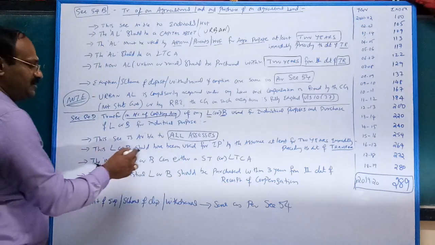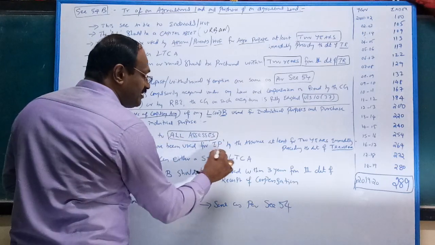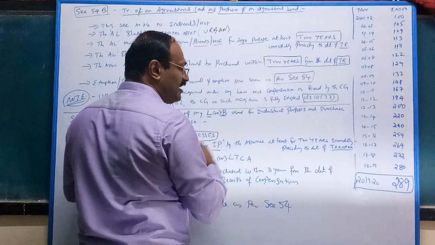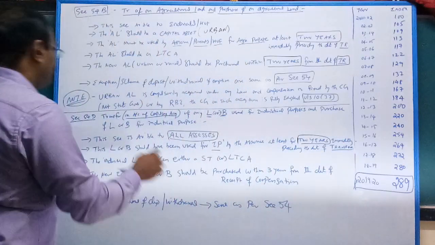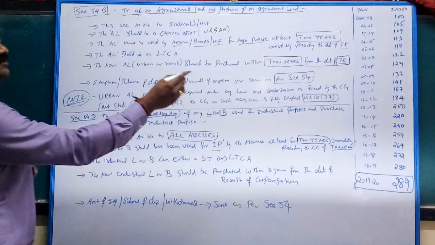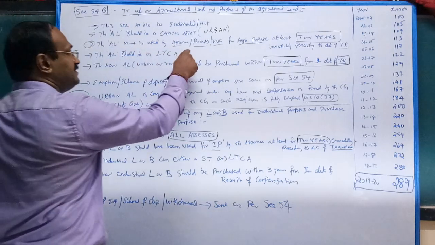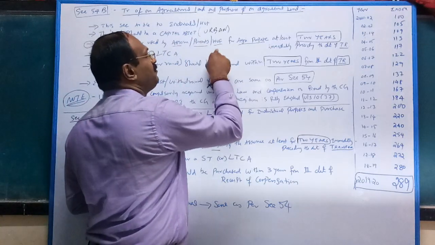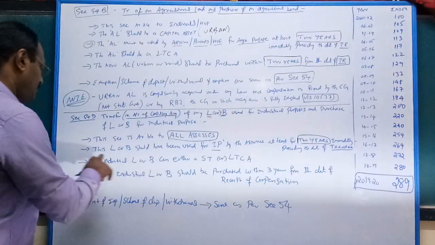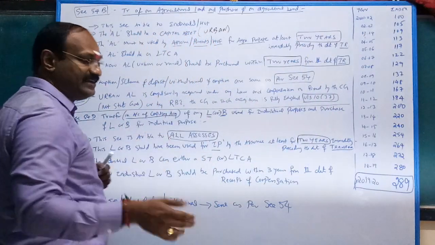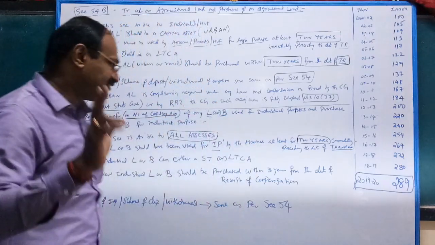Then, this land or building should have been used for industrial purpose by the assessee at least 2 years immediately preceding the date of transfer, which is similar to this third point. The agricultural land must be used by the assessee or his parents or any member of HUF for agricultural purpose at least 2 years immediately preceding the date of transfer. Similarly, here the land or building should have been used for industrial purpose by the assessee at least 2 years immediately preceding the date of transfer.